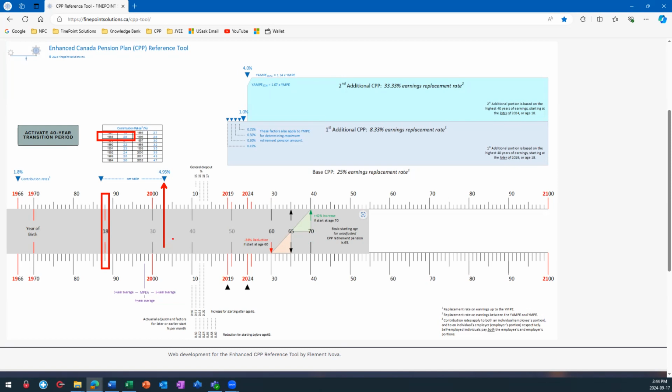This person turned age 30 in the year 2000, 40 in 2010, and 50 in 2020. Someone born in 1970 was 49 years old in 2019 when the Enhanced CPP started. 2019 is when the first additional CPP started. Likewise, someone born in 1970 was 54 years old in 2024 when the second additional CPP started.